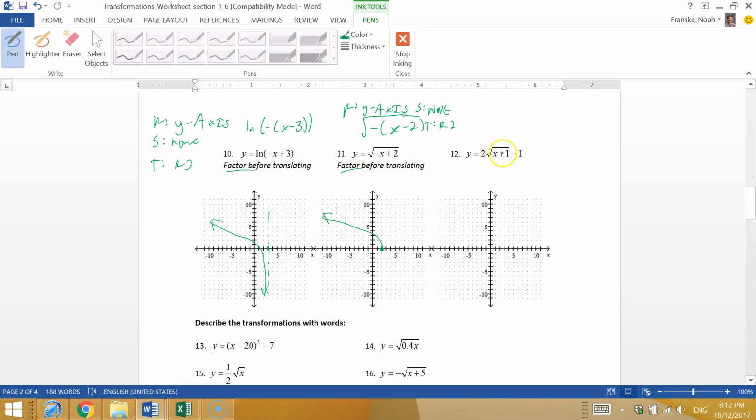Next one, we already have the x cleaned, that's nice. So my reflection, there is none. Scale change looks like a vertical stretch by 2. And translation looks like left 1, down 1. Alright, so left 1, down 1, that's right there. And then we have a vertical stretch by a factor of 2, so it's going to be a little bit taller square root than we're used to. That's it.